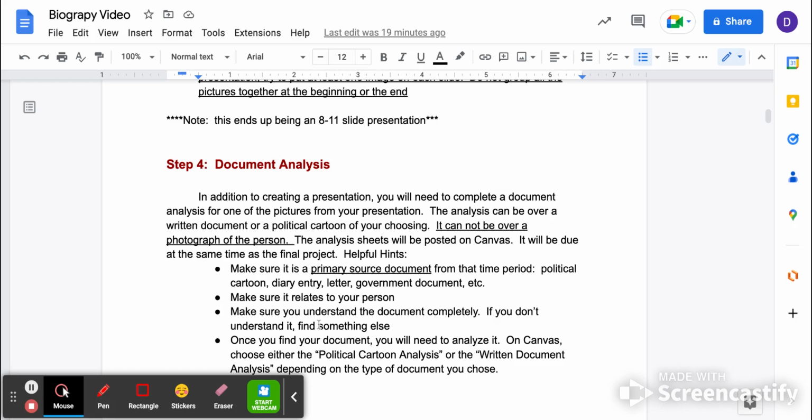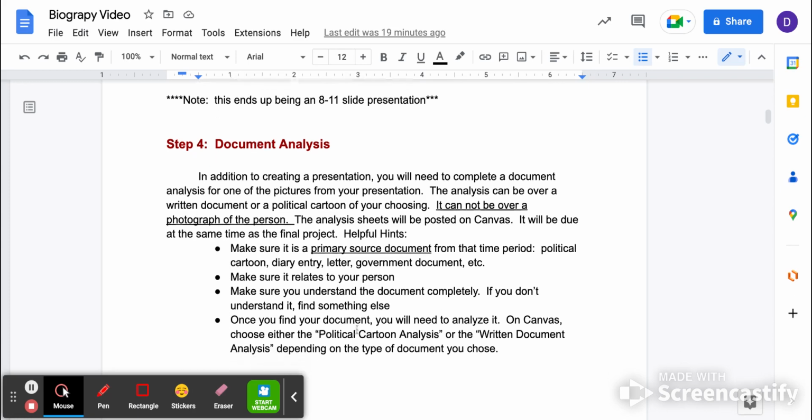One thing, especially with political cartoons or even the written document, don't use the first one you find. Look at it, read through it. If it's a political cartoon, figure it out. If you don't understand it completely, find something else, because you're going to have to analyze it. And if you end up analyzing something you don't understand, you're probably not going to fare too well.